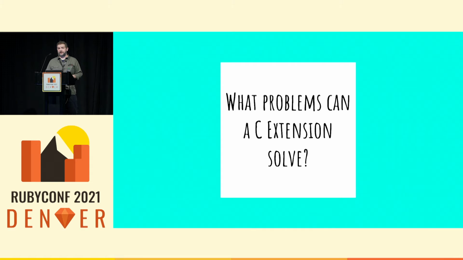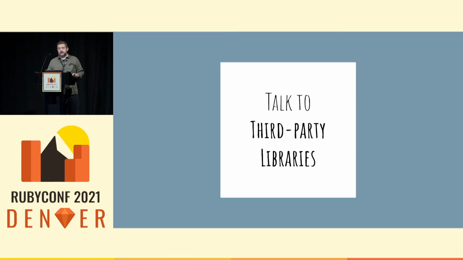But C extensions solve a lot of really good problems too. I mentioned earlier, performance optimizations like bcrypt are a great opportunity to use a C extension. But there's another, more common reason, which is to integrate with a third-party library. And the reason I'm giving this presentation is because I've spent a lot of time over the last few years working with third-party libraries and calling them from Ruby.